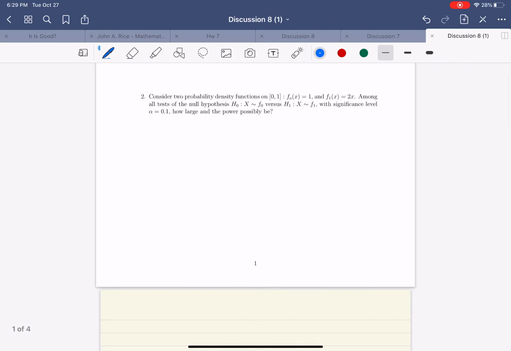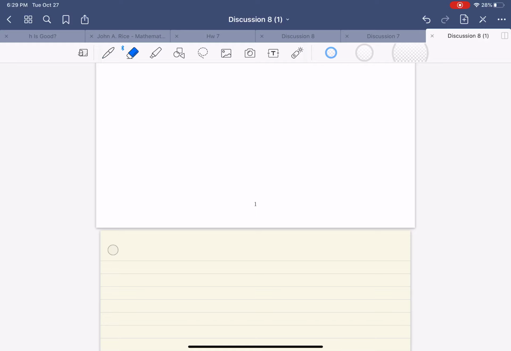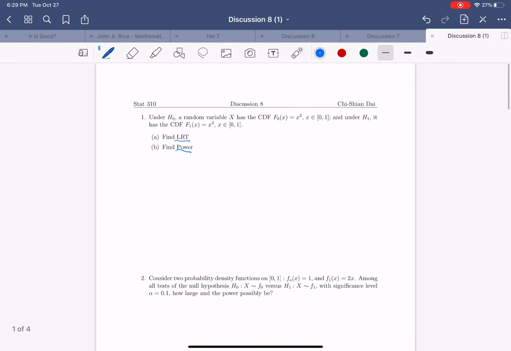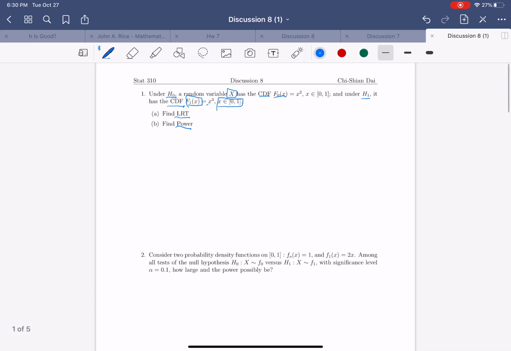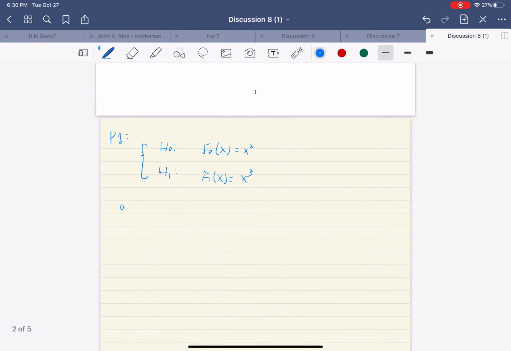The first one, under the null hypothesis, there's a random variable x, which has a CDF F0, and under the alternative, you have a CDF F1. And x is defined on 0 to 1. So we have the null hypothesis and the alternative. F0 is x squared, F1 is x cubed. And the first one, we want to find the LRT, the likelihood ratio test.